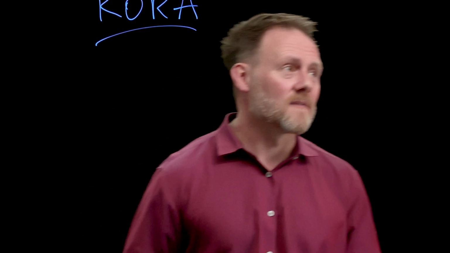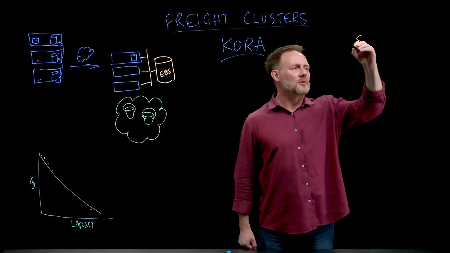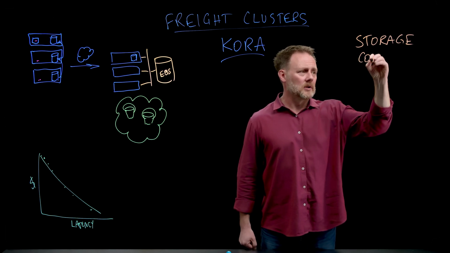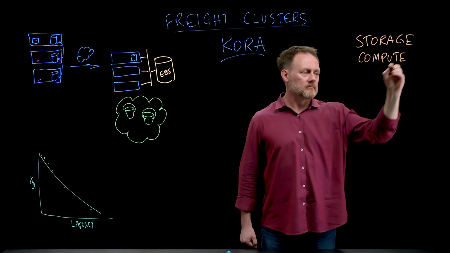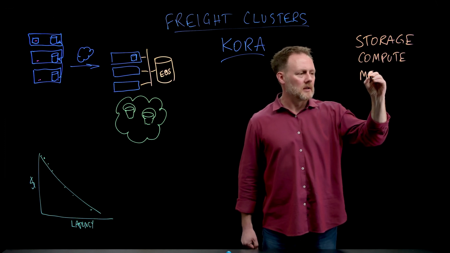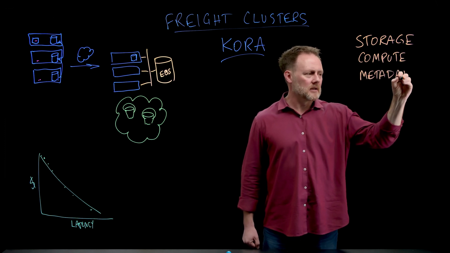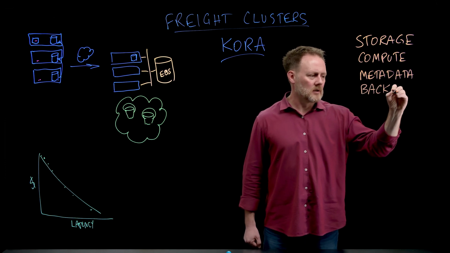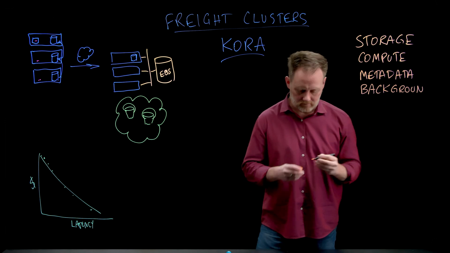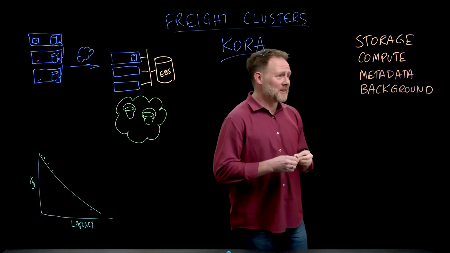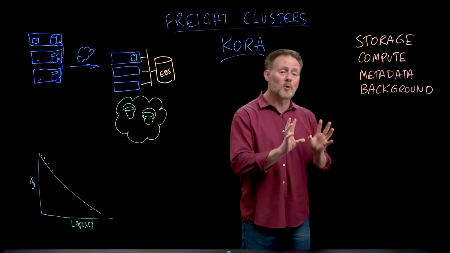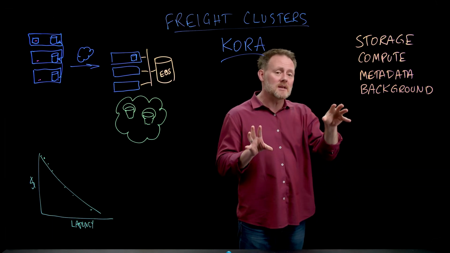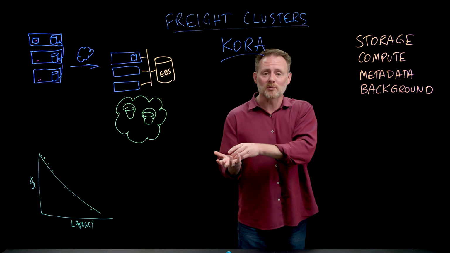Now, in Kora, there are 4 main architectural components. We're going to call them storage, compute, and metadata, and finally, the unsung hero, background. Oh, all the way. So storage, compute, metadata, and background. These are 4 pluggable, swappable layers that we can put in whatever implementation we need, depending on the kind of use case we're trying to satisfy.